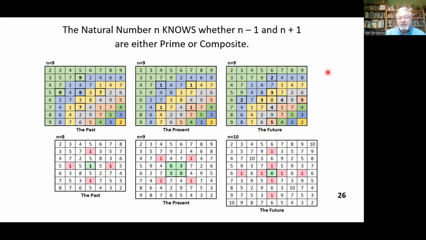So this slide shows the same square across the top for n equals 9. Below it are the squares for the numbers n equals 8, 9, and 10. And notice there are patterns of 1 for 8, 9, and 10, since all those numbers are composite numbers. And they're going to show up in n equals 9.